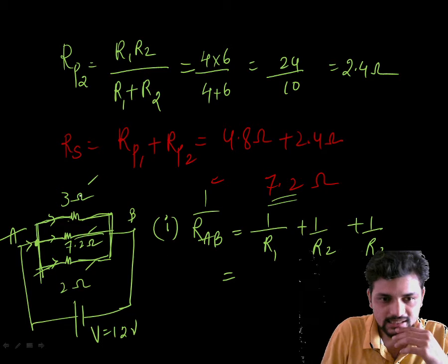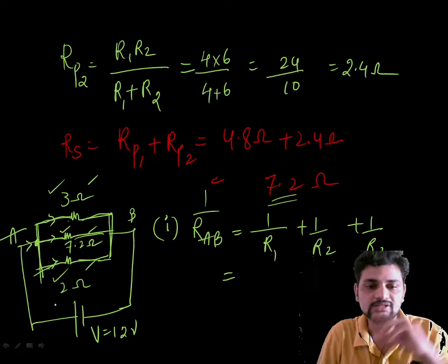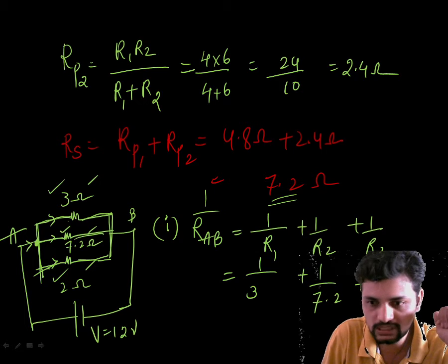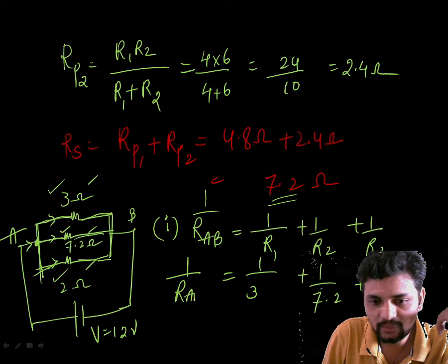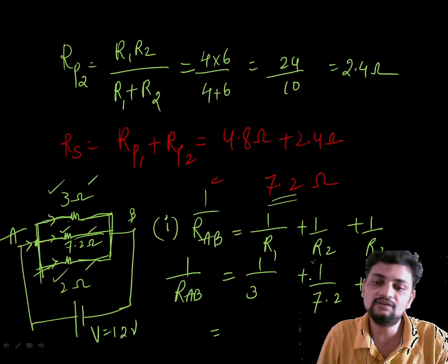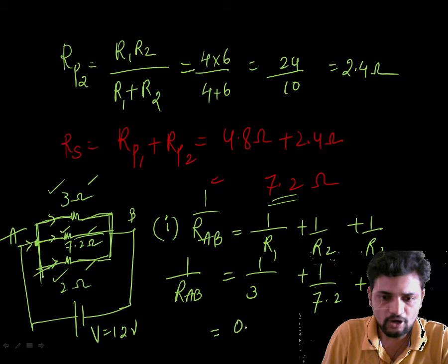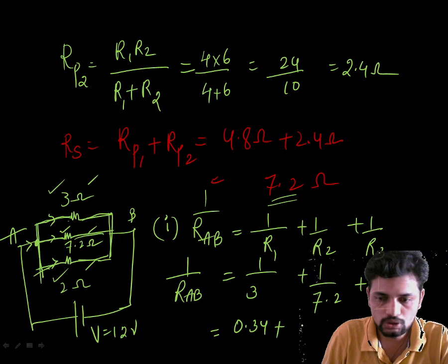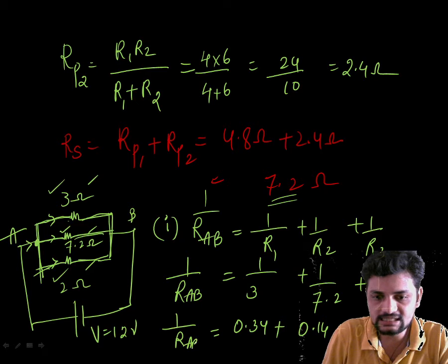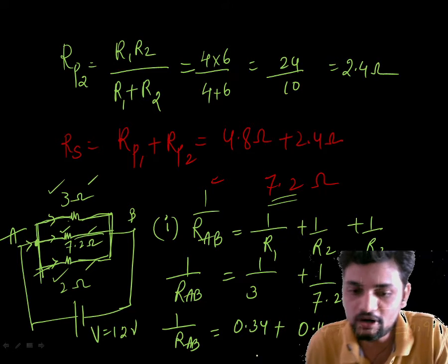Now R1 is this, so now let me take it in consecutive order. R1 is 3 ohm, R2 is 7.2 and R3 is 2 ohm. So let me substitute those values, 1 by 3 plus 1 by 7.2 plus 1 by 2. Now a decimal number is there, so let us not get into the LCM. Instead, I will convert these fractions into decimals. So the value of 1 by 3 is 0.34, 1 by 7.2 is 0.14 and half is nothing but 0.5. So if I add these three decimal numbers, all I get is close to 1, which is 0.97.